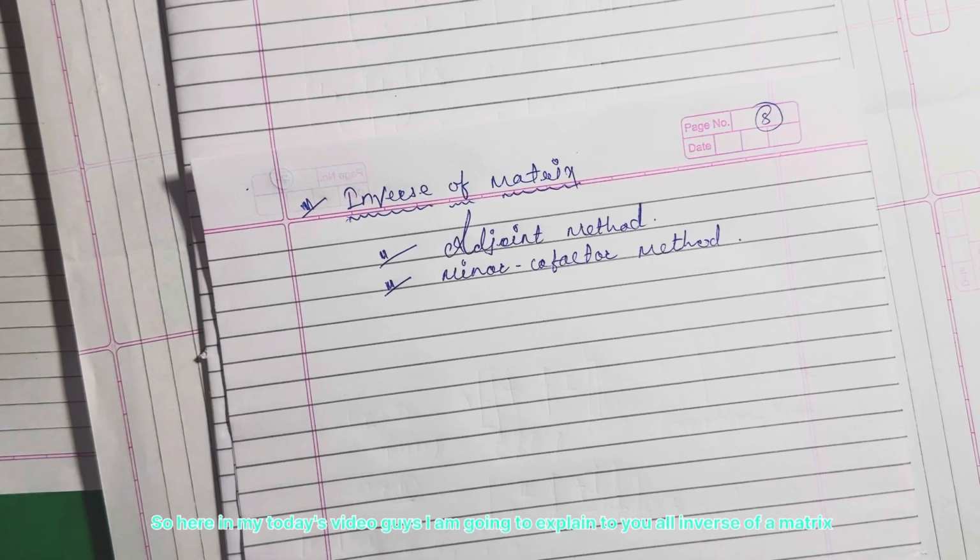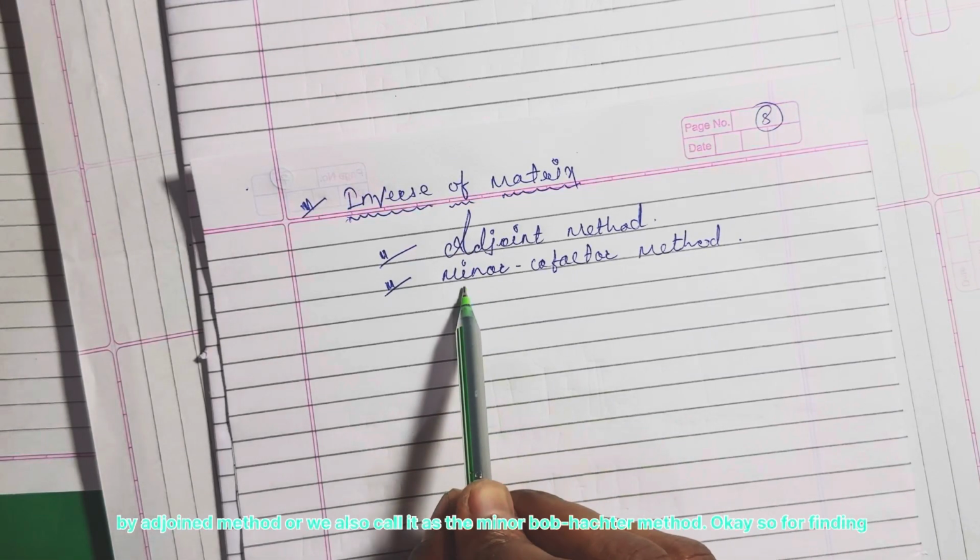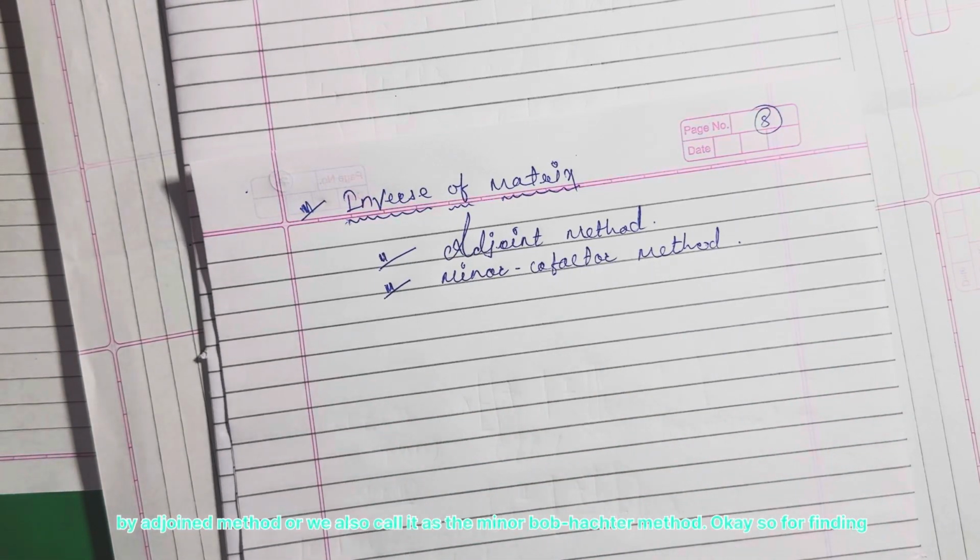So in today's video, I'm going to explain the inverse of a matrix by the adjoint method, or what we also call the minor cofactor method. For finding the inverse of a matrix, we mostly use these methods. This is a very famous method for finding the inverse of a matrix. You will get a 5-mark question for finding the inverse using the adjoint method or minor cofactor method.